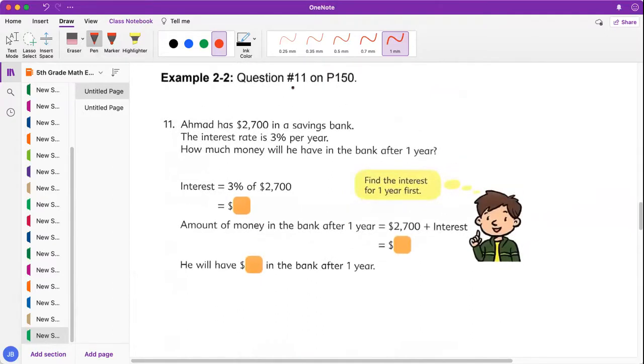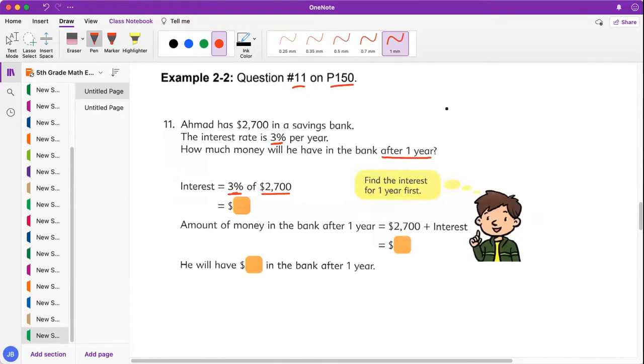So this is question 11 on page 150. It says, Ahmad has $2,700 in a savings book. The interest rate is 3% every year. How much money will he have in the bank after 1 year? And so here we can find the interest, so 3% of 2,700.